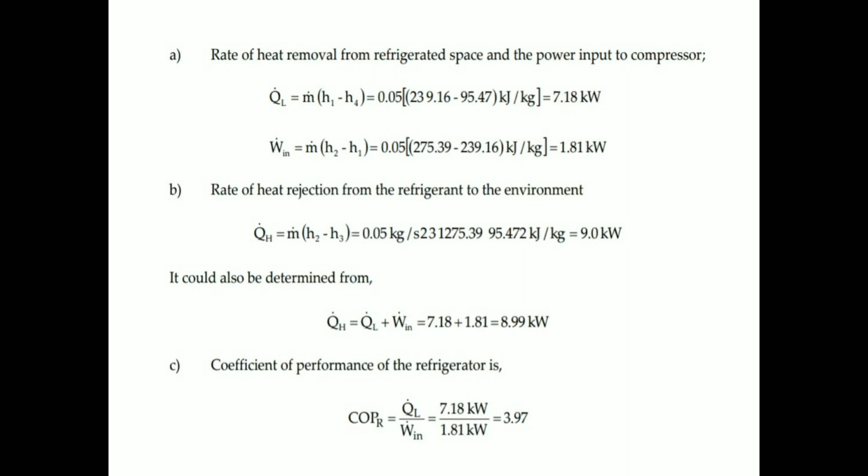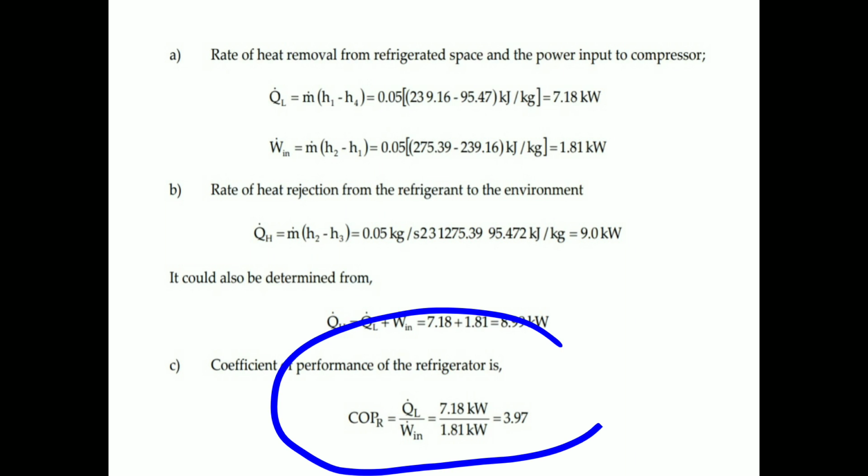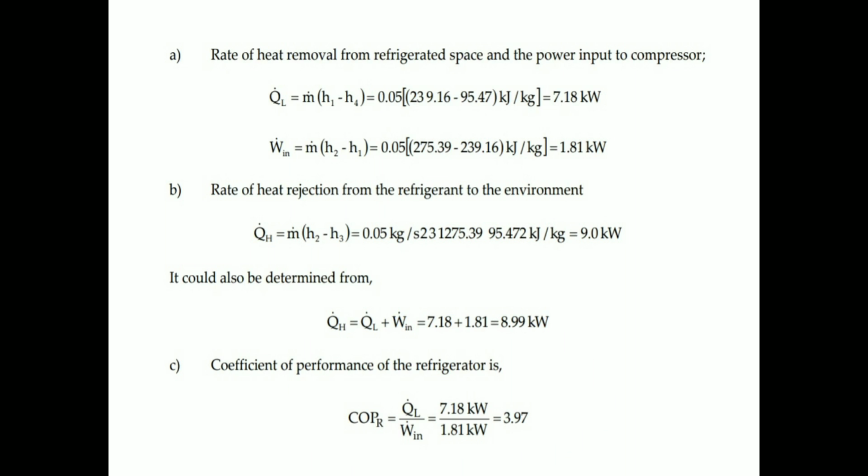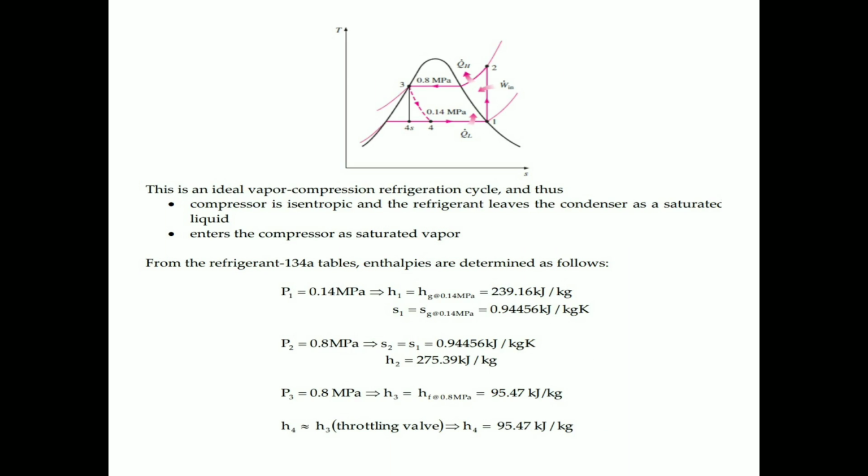And then COP. We know that COP is equal to desired effect divided by work input. Here it is a refrigerator, so our desired effect is the refrigeration effect, that is 7.18 kilowatt, and we know how much power input is required, that is 1.81. If you divide these two, you will get the COP value of 3.97. So this is the basic problem.